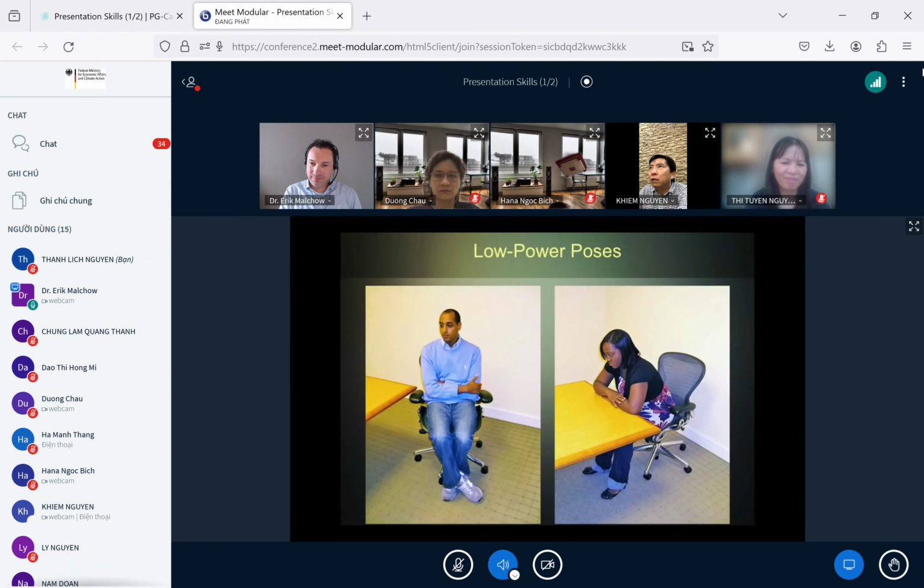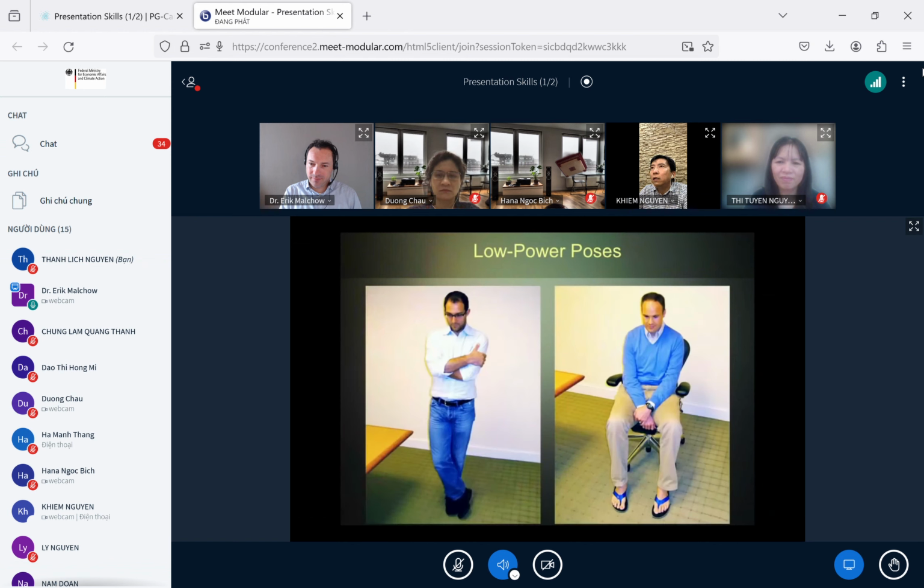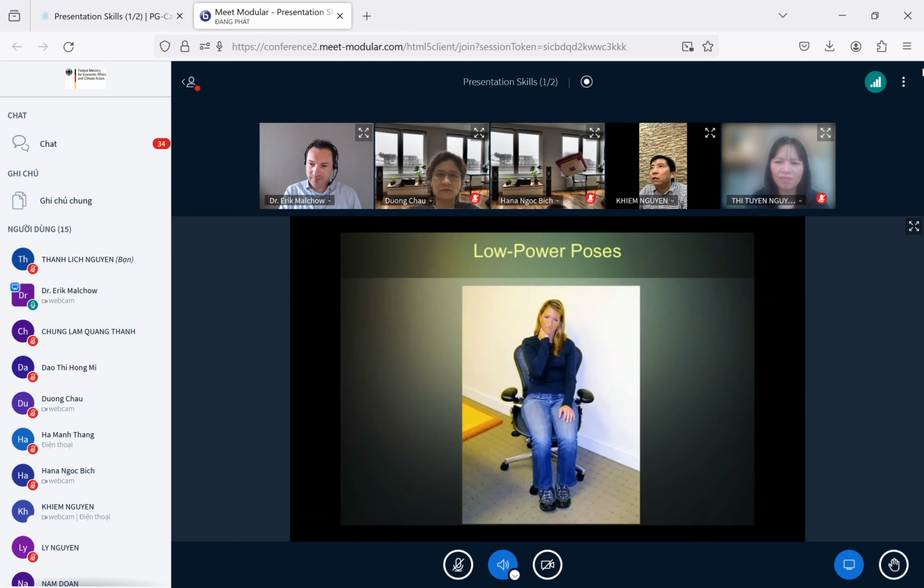And here are the low power poses. So you're folding up, you're making yourself small. This one is very low power. When you're touching your neck, you're really kind of protecting yourself.